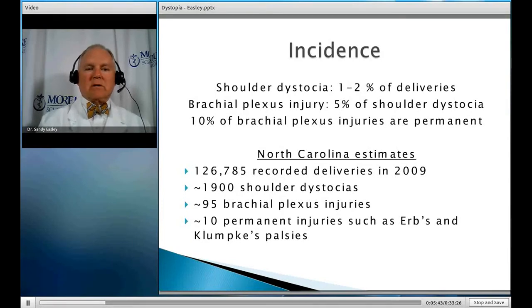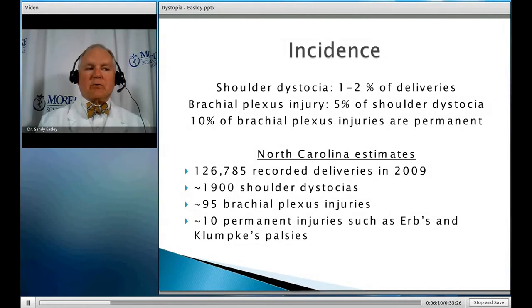I see in my review of retrospective studies a figure more around 10% of shoulder dystocias, although I've used a lower incidence here. It's also important to remember that of the shoulder dystocias that evolve or eventuate into brachial plexus injuries, only 10% of those are permanent injuries.